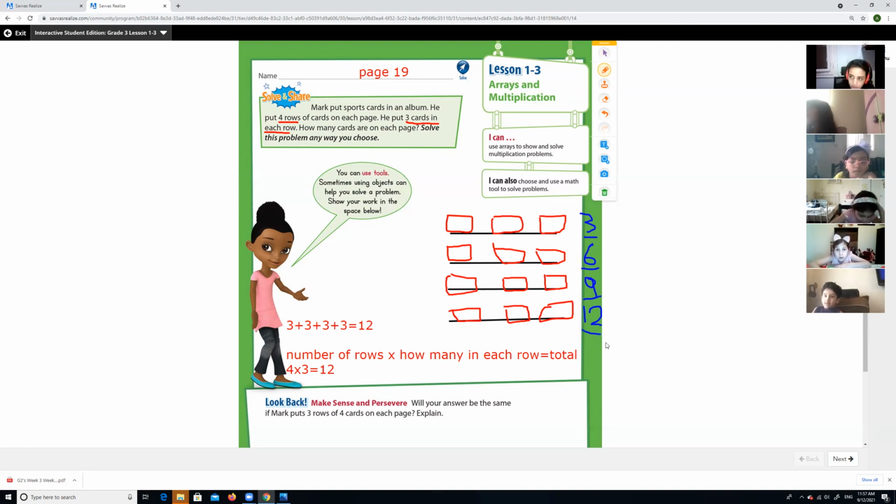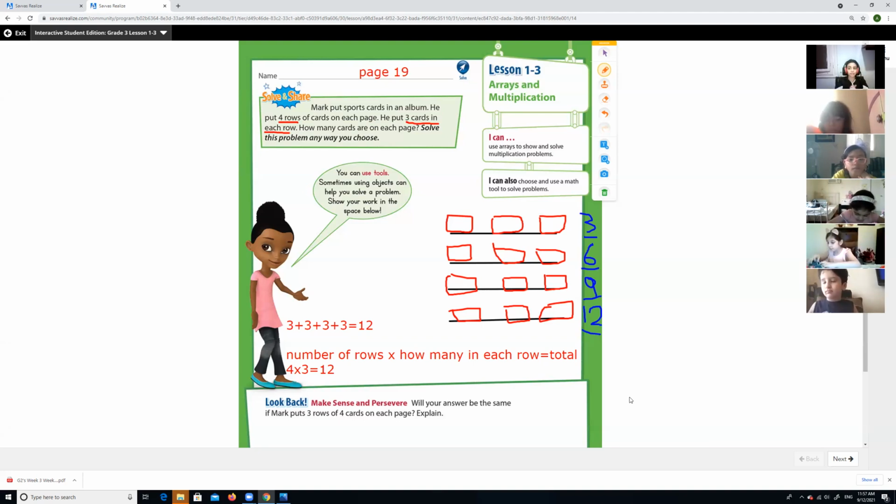Okay? You understand how to skip count? I start with the number of cards in the first row, for example. So I have 3. So I will say 3. Now add 3 more, 6. Add 3 more, 9. Add 3 more, 12, and we finished. Excellent, Aseel.